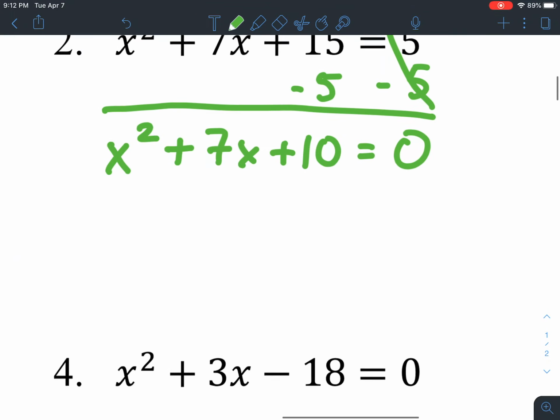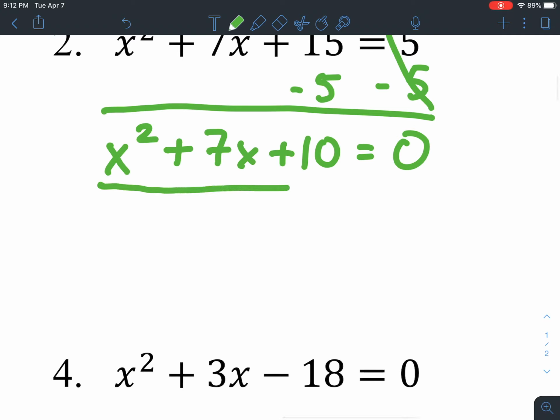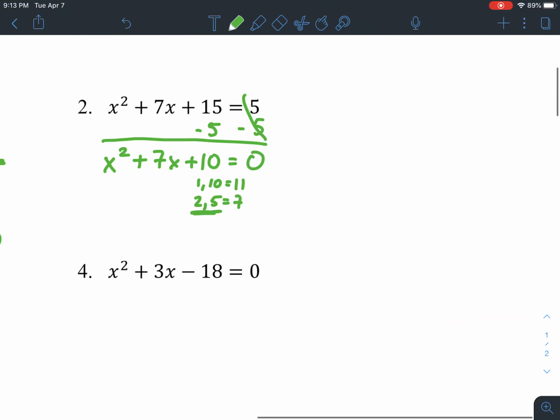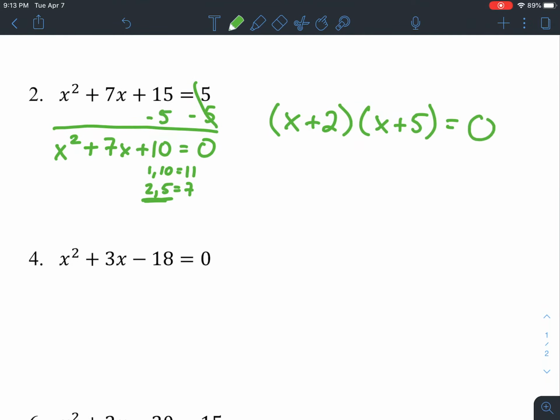Okay, so now when we have this x squared plus bx plus c, we are ready to factor. So factors of 10. 1 and 10 equal 11. No good. 2 and 5 equals 7. Perfect. That's what we wanted because our b value was 7. So I write out my factors are 2 and 5. So it's going to be x plus 2, x plus 5 equals 0.